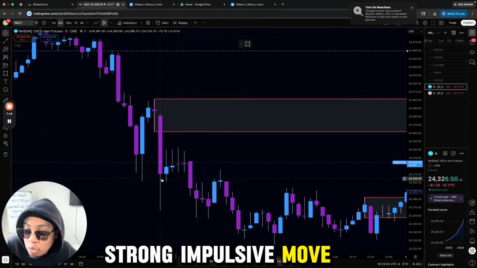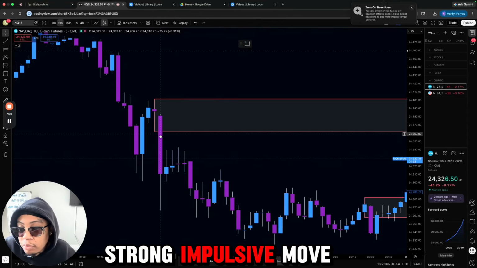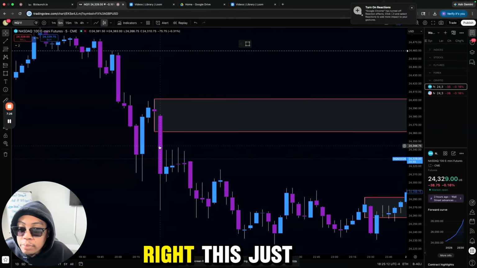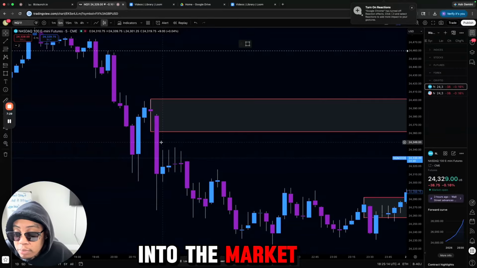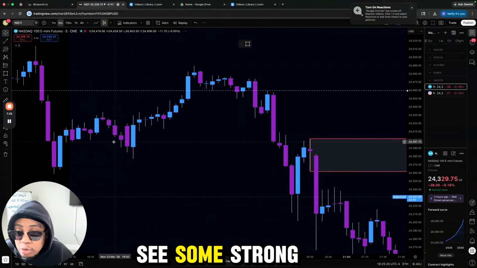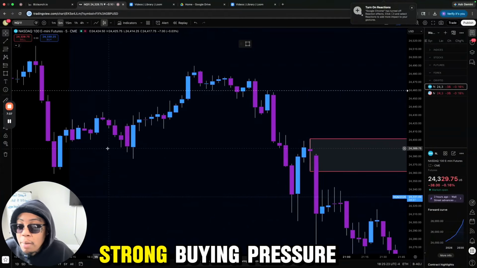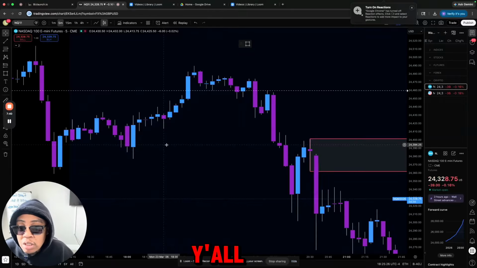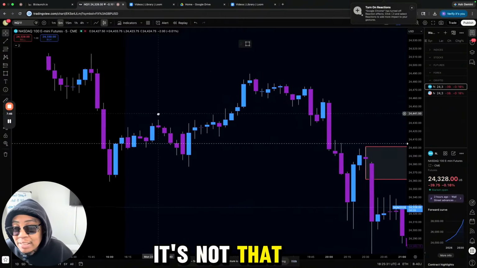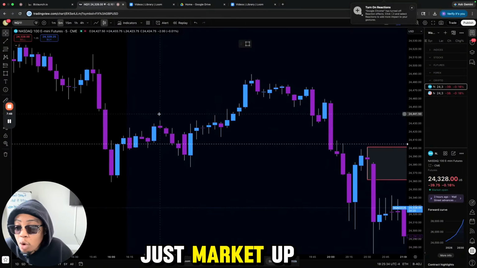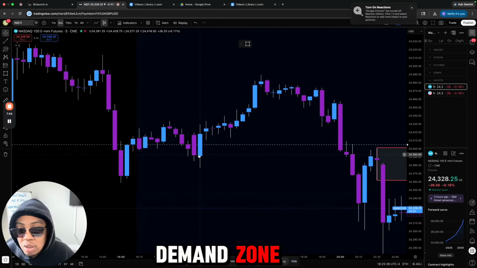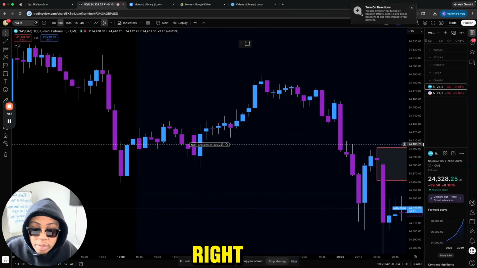Strong, impulsive move. You just let me know that sellers just stepped into the market. Right? We don't want these small body candles. We need to see some strong selling pressure, and we need to see some strong buying pressure every single time, y'all. This is why some of y'all are getting supply and demand wrong, and you're saying that supply and demand doesn't work. It's not that supply and demand doesn't work. It's that you just mark up these zones incorrectly, and you think everything on the chart is a supply zone or a demand zone.